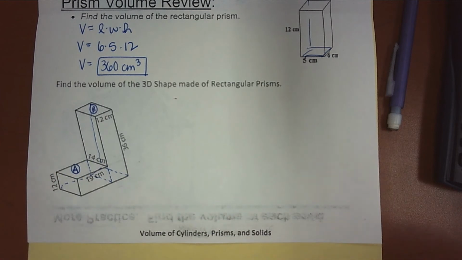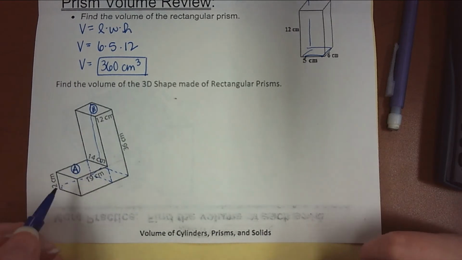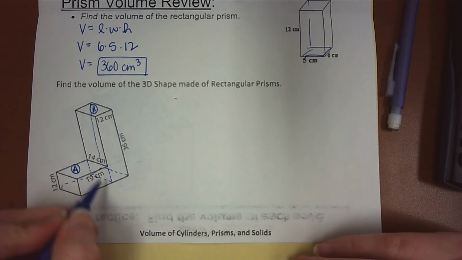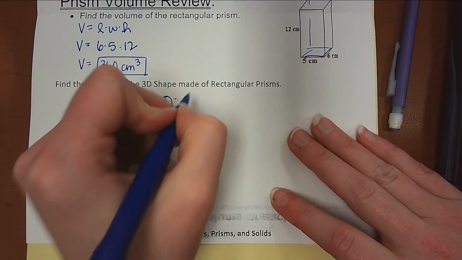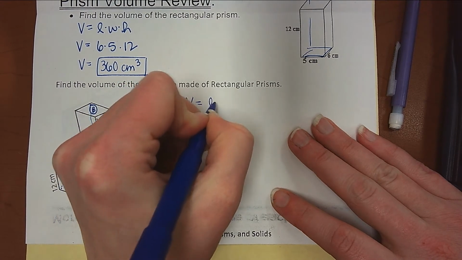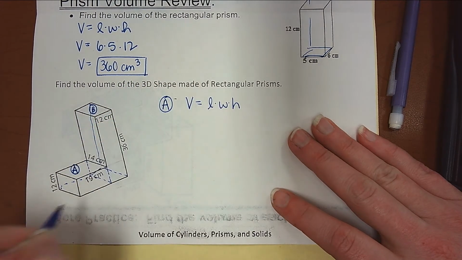Now, it doesn't matter which way you look at it. It will change the numbers that you get, but your final answer won't change no matter which way you decide to do it. But what we have to do is find the volume of A. So in this case, my volume of A, volume equals length times width times height.